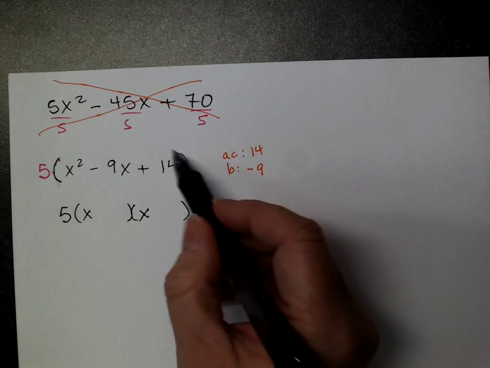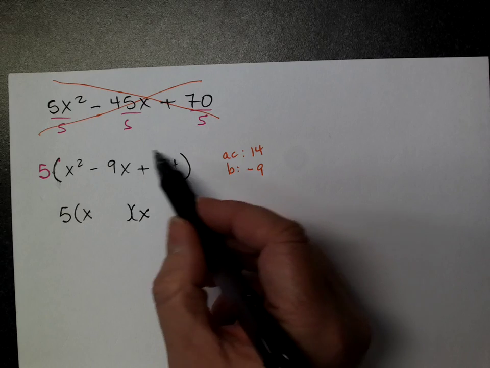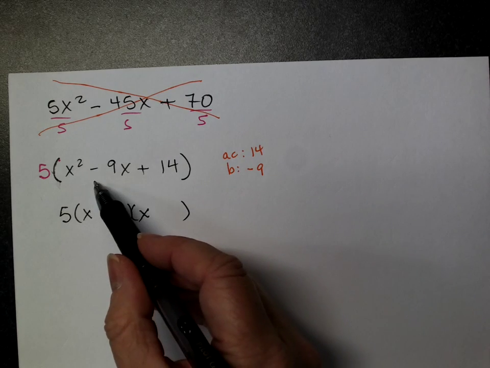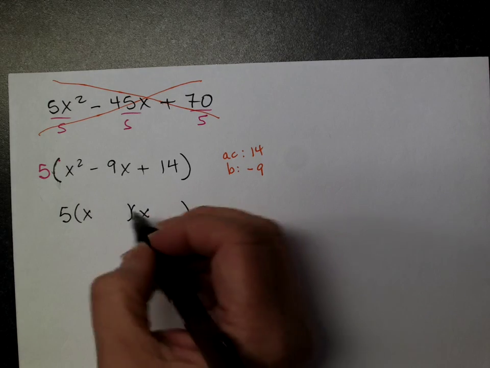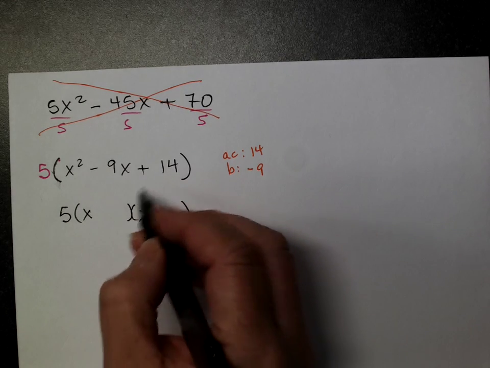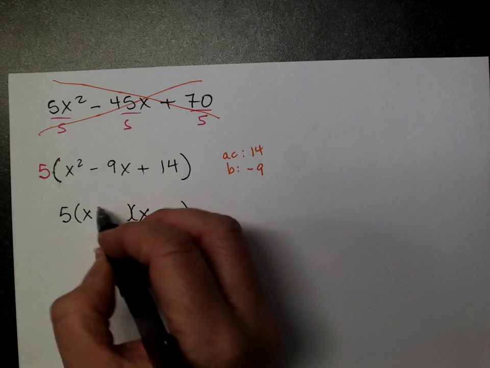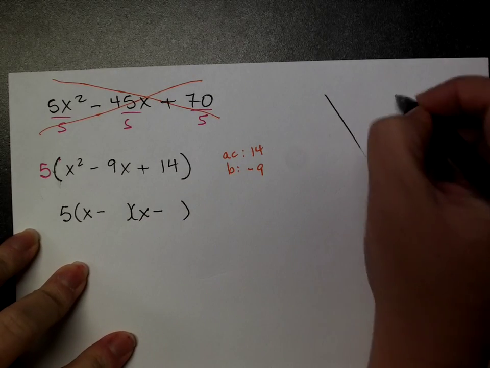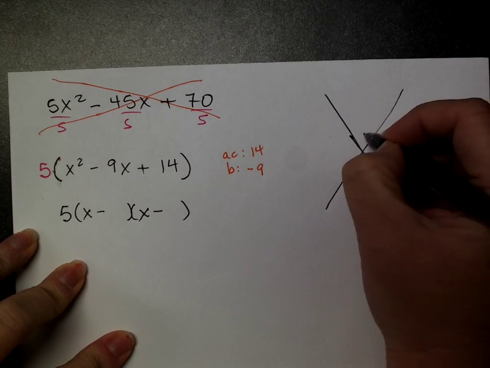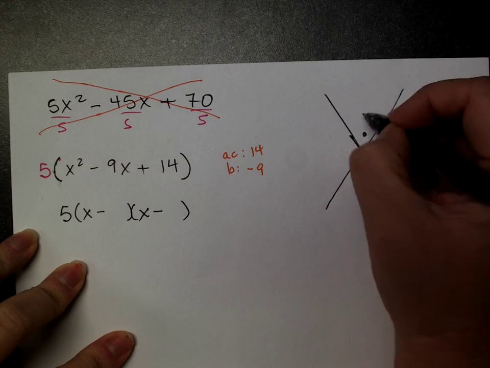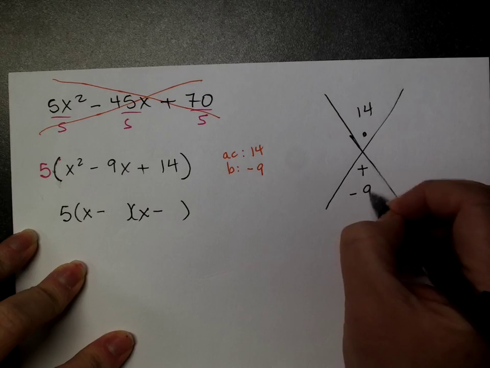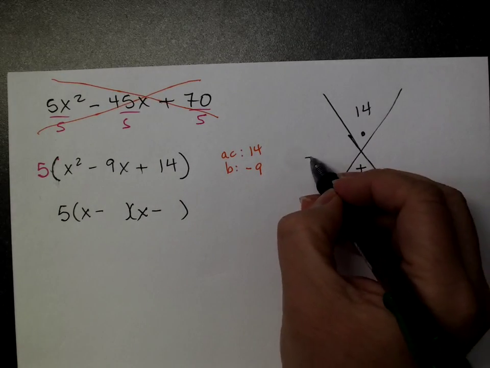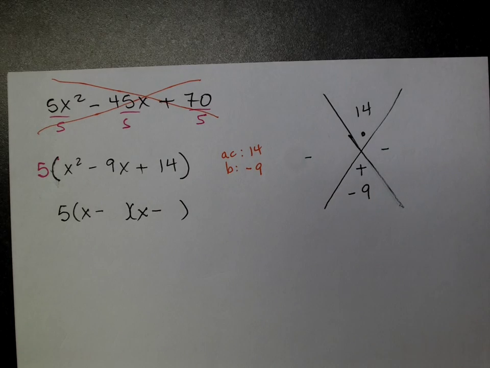I've got a positive product here. Positive product means either 2 pluses or 2 minuses. So if C is positive, you're going to have the same sign. The middle term will tell you which one. This is 2 minuses. So when I set up my x, my AC is 14, and my B is negative 9. And I know I'm going to have 2 minuses, so before I even figure out the numbers, I'm going to go ahead and put a minus sign in both of those.